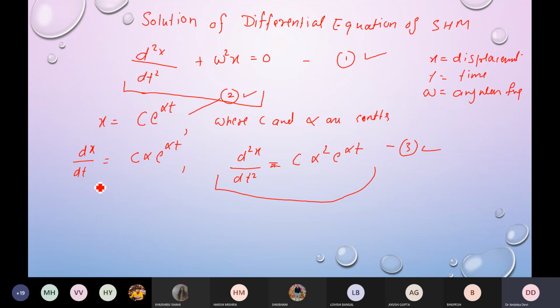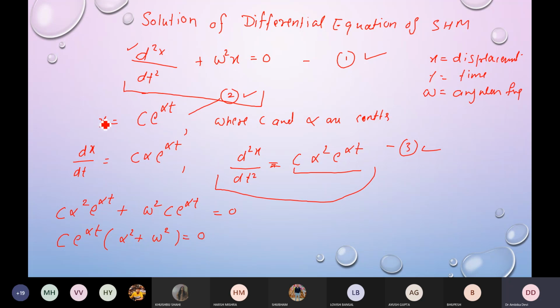So you will get the equation as d2x by dt square is equal to this one, which we will write here. So this will become c alpha square exponential alpha t plus omega square x, where x is c exponential alpha t, which is further equal to 0. Now we can take c exponential alpha t as common outside, and then within the bracket we will have alpha square plus omega square is equal to 0.